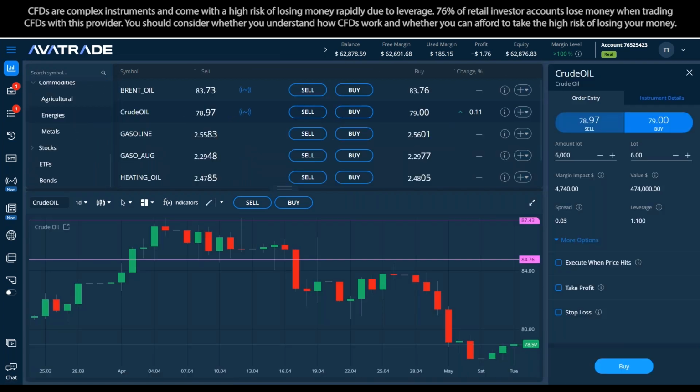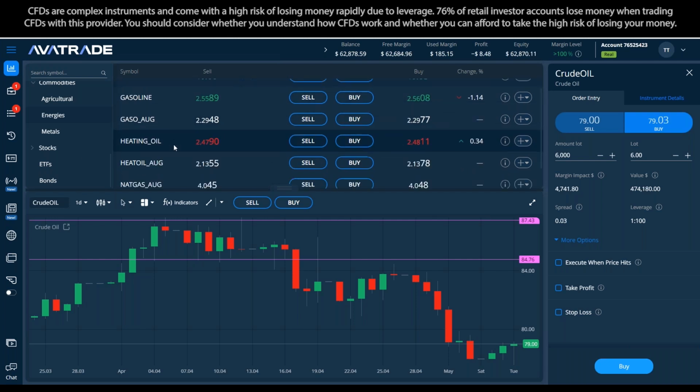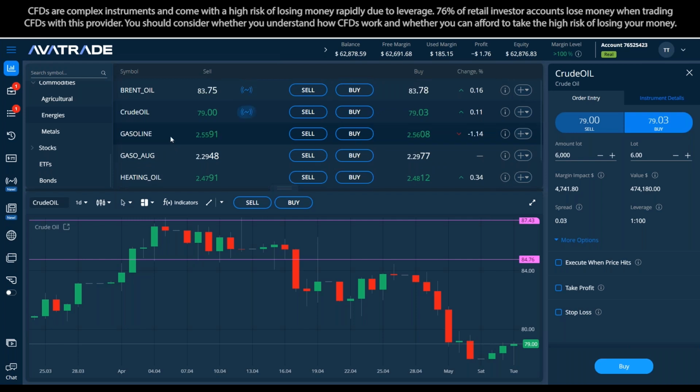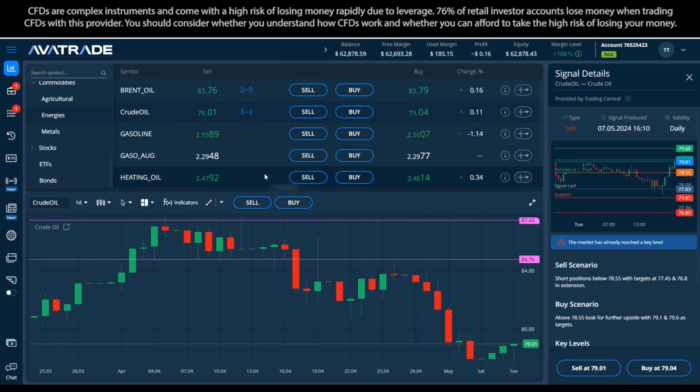And crude oil is an interesting one because there are so many things that can move the price of crude oil. Oh, I see GBP USD popped up. So let's look at crude oil real quick, and then we'll look at GBP USD. So the signal on crude oil is a sell. It looks like that already broke the pivot.